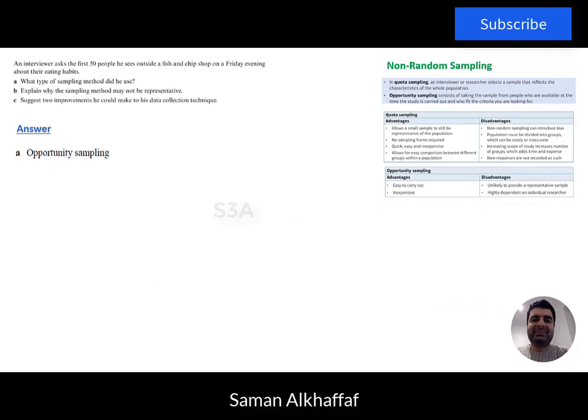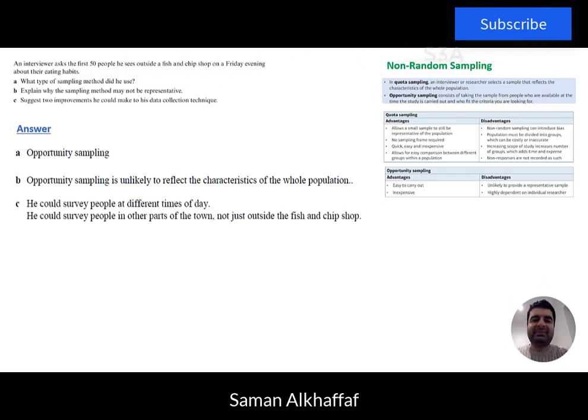For part B, explain why this sampling method may not be representative. So in this scenario, opportunity sampling is unlikely to reflect the characteristics of the whole population. For part C, suggest 2 improvements he could make to his data collection technique. So in this scenario, he could survey people at different times of the day. He could survey people in other parts of the town, not just outside the fish and chip shop. And this will be the answer for this question.